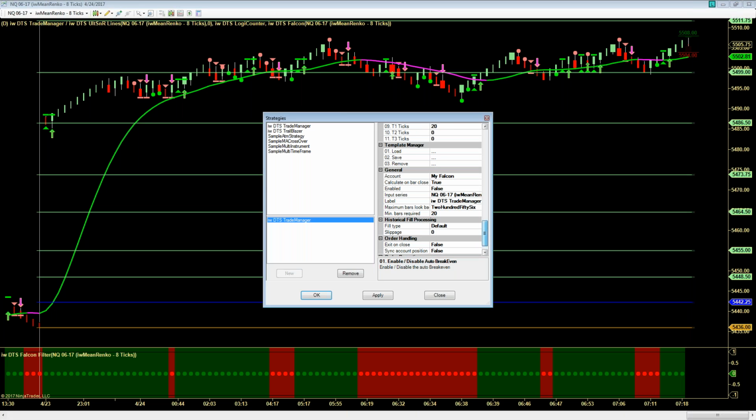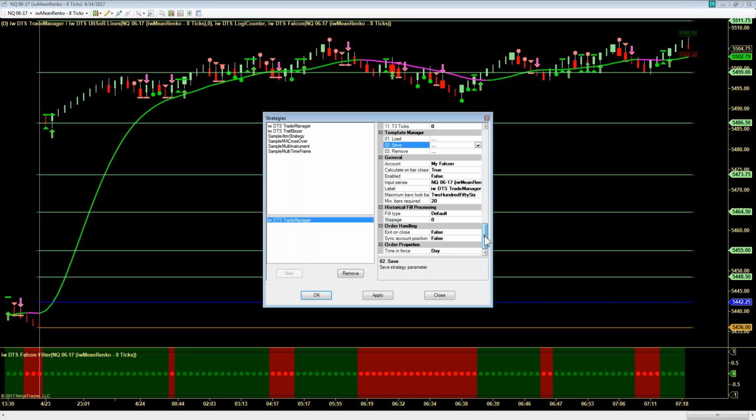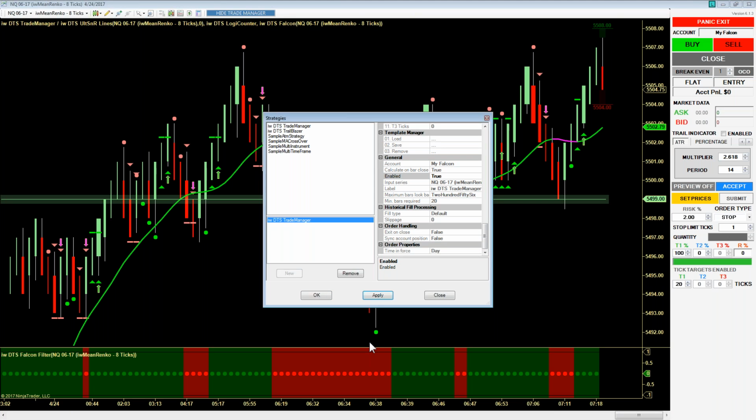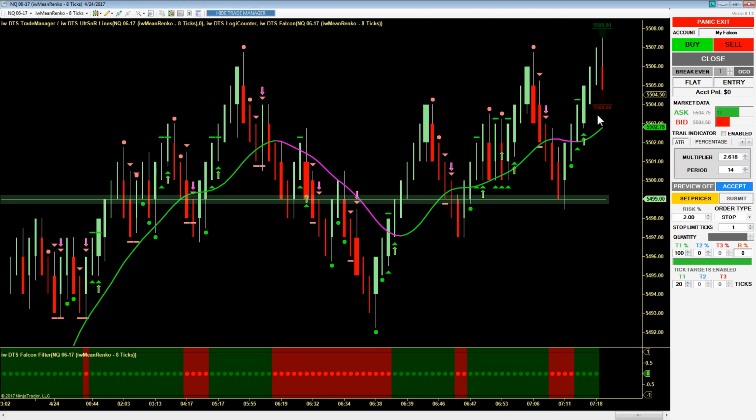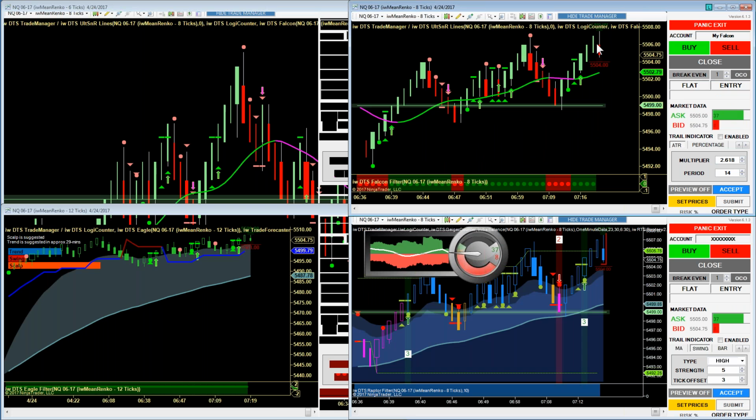When you have everything the way you like it, I suggest that you save a template. Just give it a name, whatever you want to call it, and remember to turn your Trade Manager back on. And that's it. Now you will have all your settings as per your presets. And I think I got tagged there. Yes, I did. Stinkers.